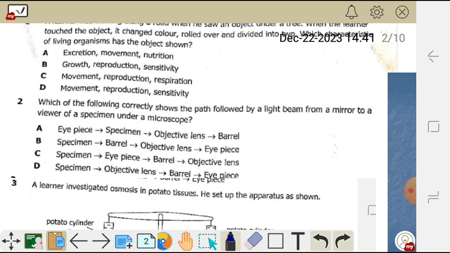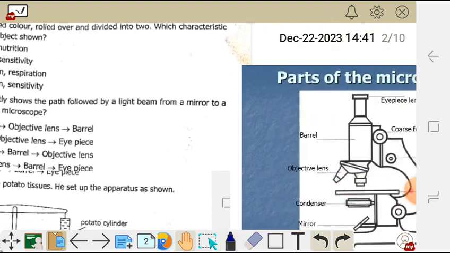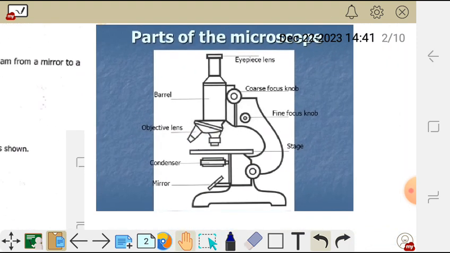So to answer this question, you must know the microscope and its parts. You must know what a specimen is, what the objective lens is, what the barrel is, and the eyepiece. That's when you can get this question correct. Okay, so before we look at the correct answer here, let's look at this diagram, which shows the microscope. So this is a light microscope and its parts.